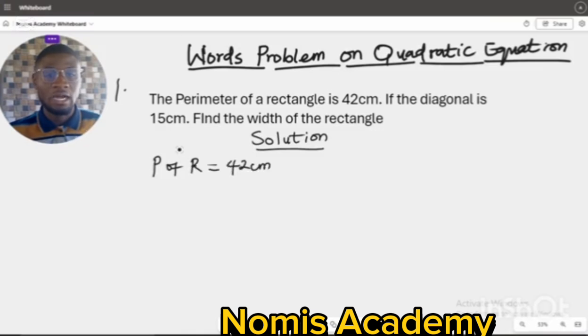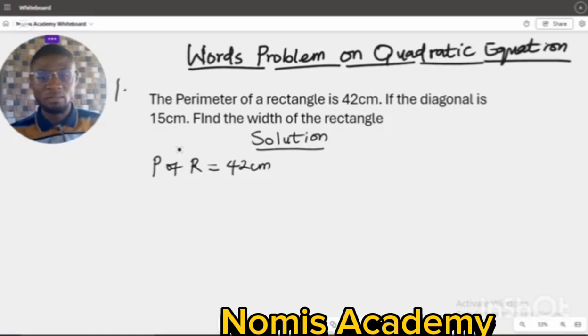And the diagonal is a line crossing from one corner of a shape to the opposite corner of the shape. I'm going to draw the diagram of this rectangle to illustrate what this diagonal is talking about. So a diagonal simply means a line that is drawn from one corner of a shape to the opposite corner of the same shape. So if a line is going from the left corner to the right corner of the shape, then we call that line a diagonal. Now the question is asking us to find the width of the rectangle.